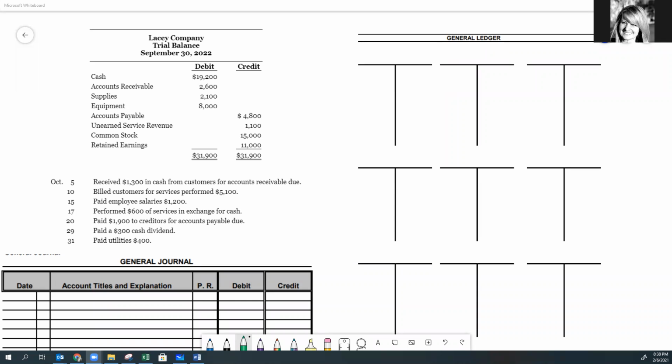I'm actually going to split it in two. The first part will be preparing journal entries, and then the second part will be the posting of the journal entries into the general ledger, and then generating a trial balance.